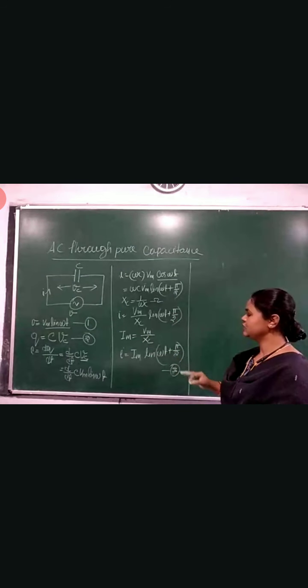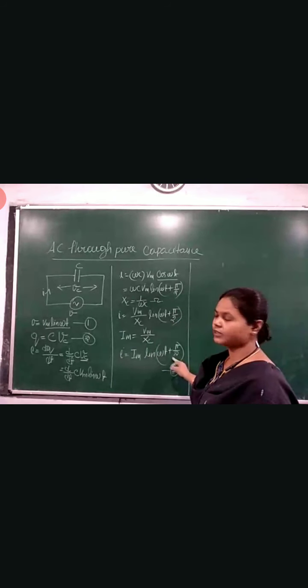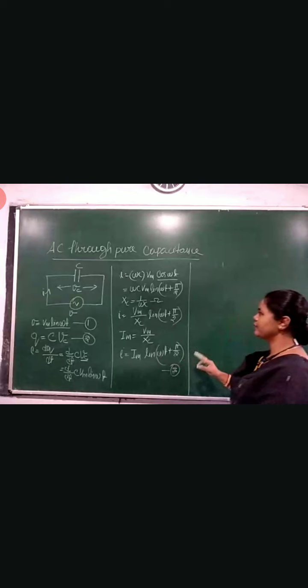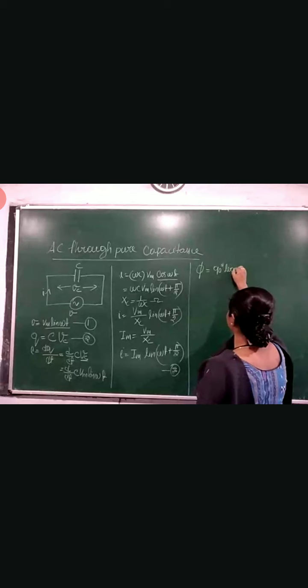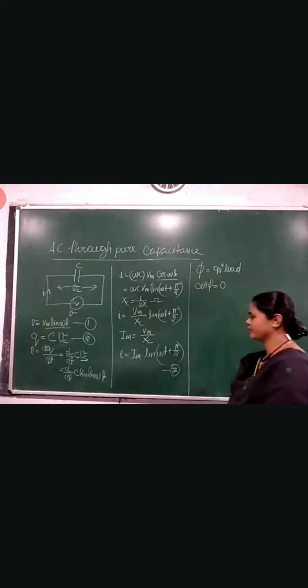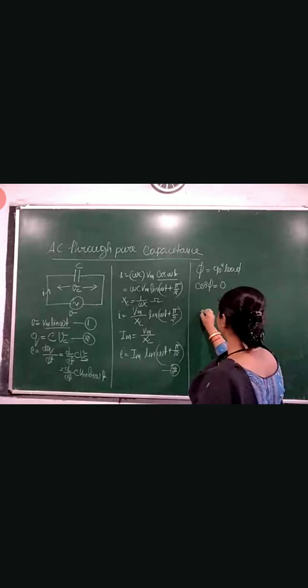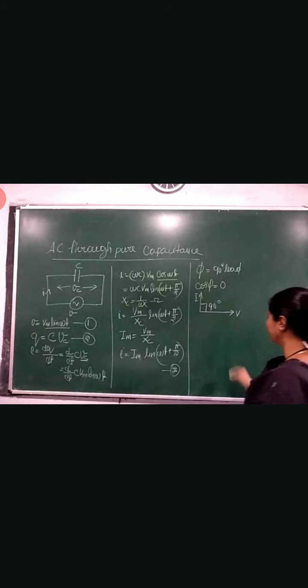Now from equation 1 and 3, it is clear that the current phasor or current equation leads the voltage by 90 degree. It leads the voltage by 90 degree, or you may say that voltage lags the current by 90 degree. So here the power factor angle is 90 degree leading. Power factor is 0 because cos 90 is 0. Then from equation 1 and 3, you draw the phasor diagram where current leads the voltage by 90 degree.